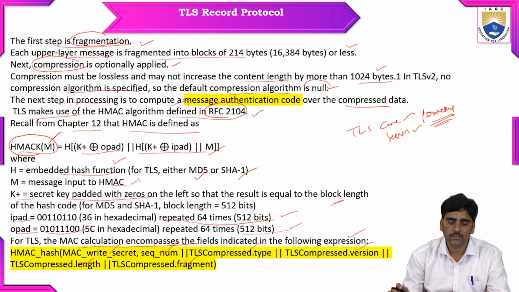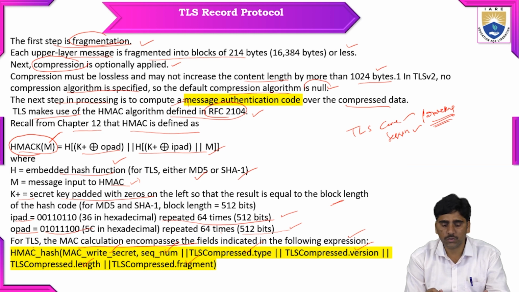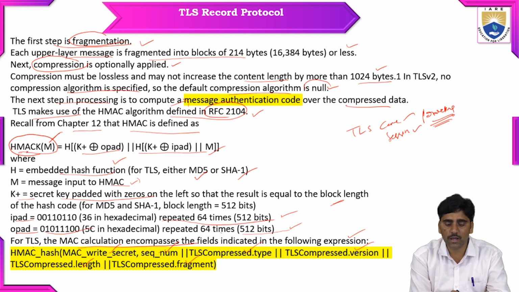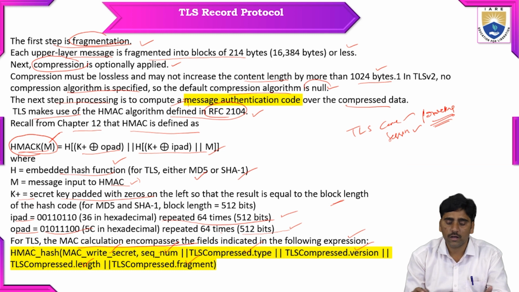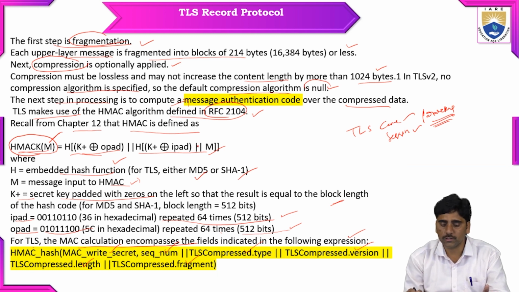So what is the MAC function? The MAC function is HMAC of M, that is, applying a hash function to the message, equal to H of (K+ XOR OPAD) concatenated with H of (K+ XOR IPAD) and the message. Here IPAD is the input pad and OPAD is the output pad.